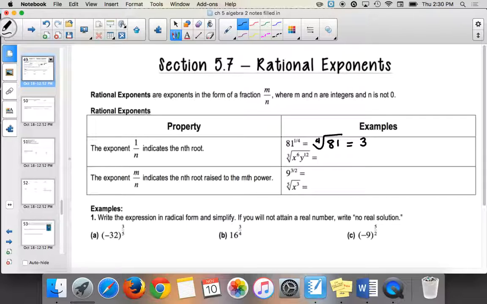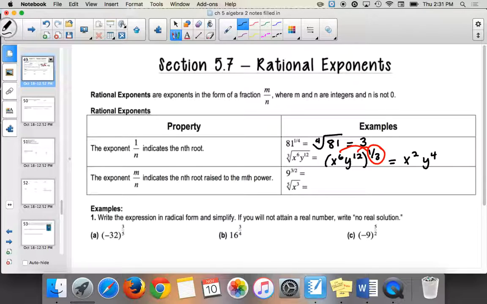We said that if I have the cube root of x to the 6th, y to the 12th, I can divide the 6 by 3, right? The reason that works is because it's really x to the 6th, y to the 12th, all raised to the 1/3 power. And we learned with exponents that we can multiply our exponents into a product. So if I did 6 times 1/3, I get x squared, and then y to the 4th. So that's why it works.